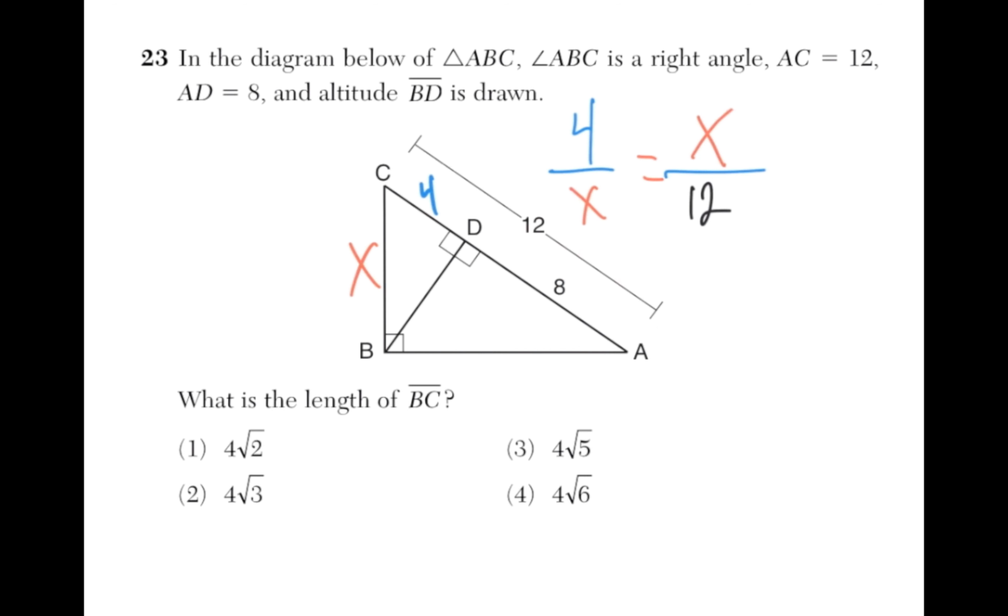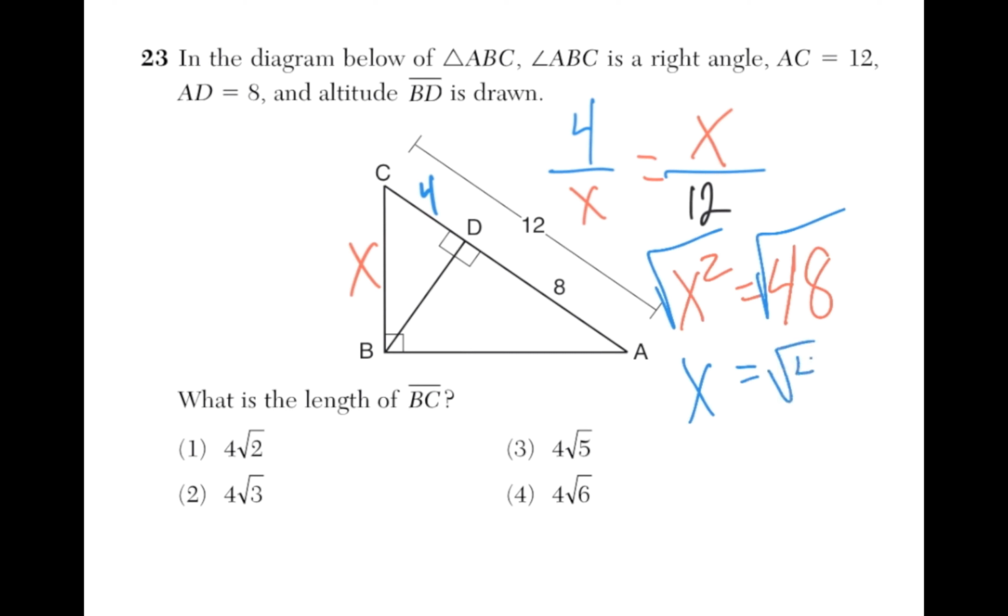Now we're going to simply cross multiply, and I know that x times x gives us, of course, x squared. I know that 4 times 12 gives us 48. And so what we're going to do is isolate x, and we're going to take the square root of both sides. So now we've got x equals the square root of 48, and we can simplify this.